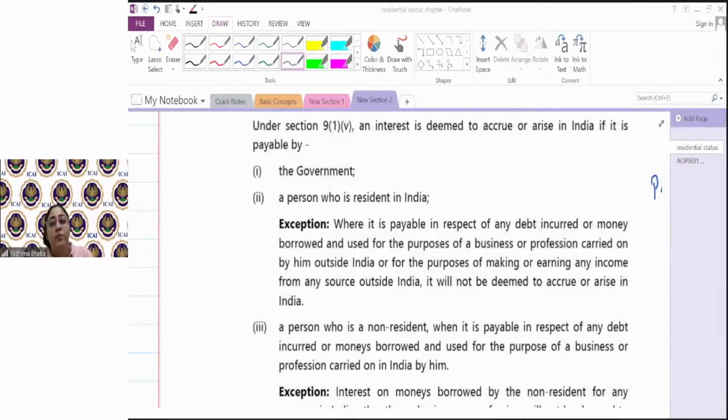Swati, if it's a pure business, which is any business, be it trading of shares also, it would be taxable. Interest income which is coming from a loan which is used for the purpose of trading in shares.